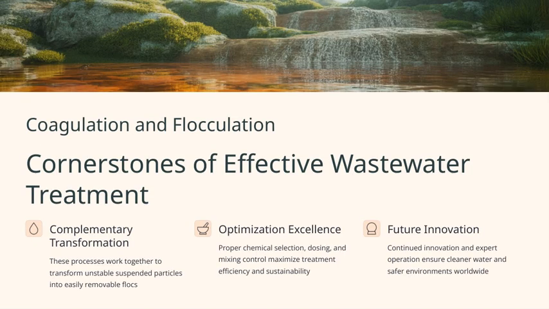Now, let's look at the final slide, which emphasizes the importance of coagulation and flocculation as the cornerstones of effective wastewater treatment. These processes are truly complementary. They work hand in hand to transform unstable, tiny suspended particles into larger, more stable flocs that can be easily removed from the water. It's really about creating a system where these particles can be aggregated efficiently, making the entire treatment process more effective.